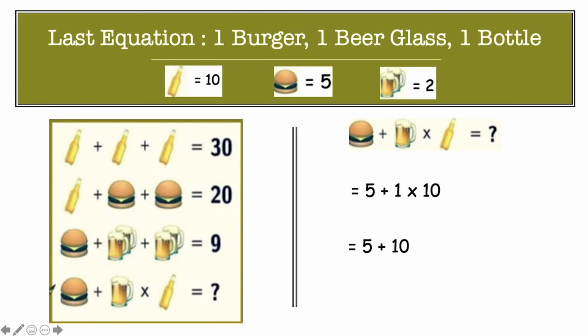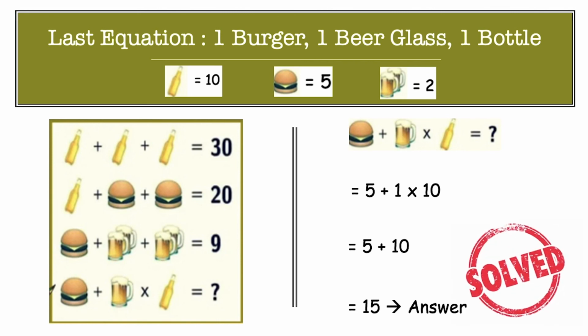According to BODMAS, firstly we have to multiply this value, that is 1 into 10, and the value which comes after multiplication, we have to add to 5. So 5 plus 1 into 10, 5 plus 10, that is equal to 15. Hence we have solved this puzzle.